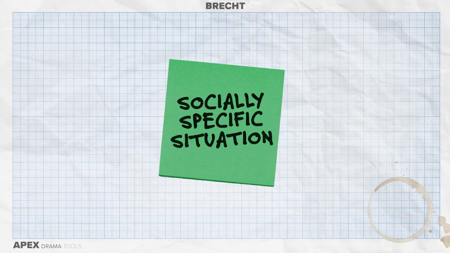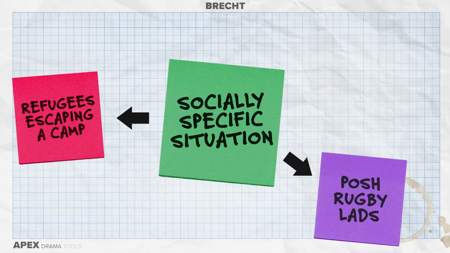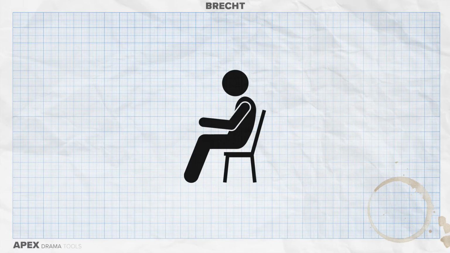Next, give the game a socially specific circumstance or situation. Perhaps it's a group of refugees trying to escape a refugee camp by sneaking past a guard. Or a group of drunk posh rugby lads sneaking up on a woman to pinch her bum. Or a group of criminals sneaking up on a police officer to knock them out. The players have to move and behave as these characters, and when they sit in the chair, they have to say something about what they think of the grandma.